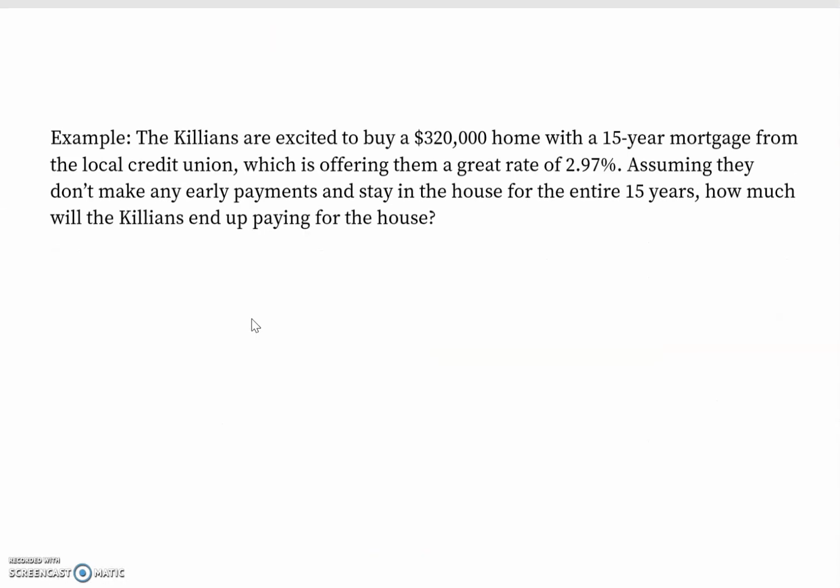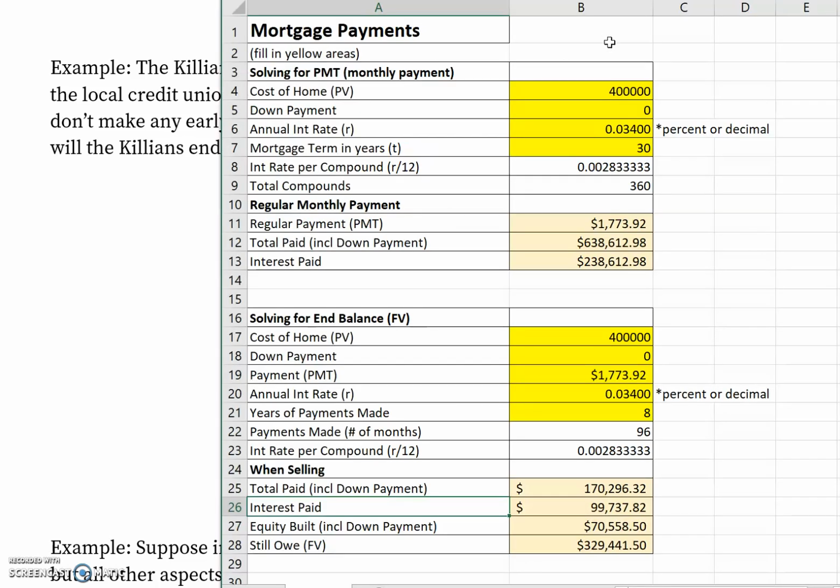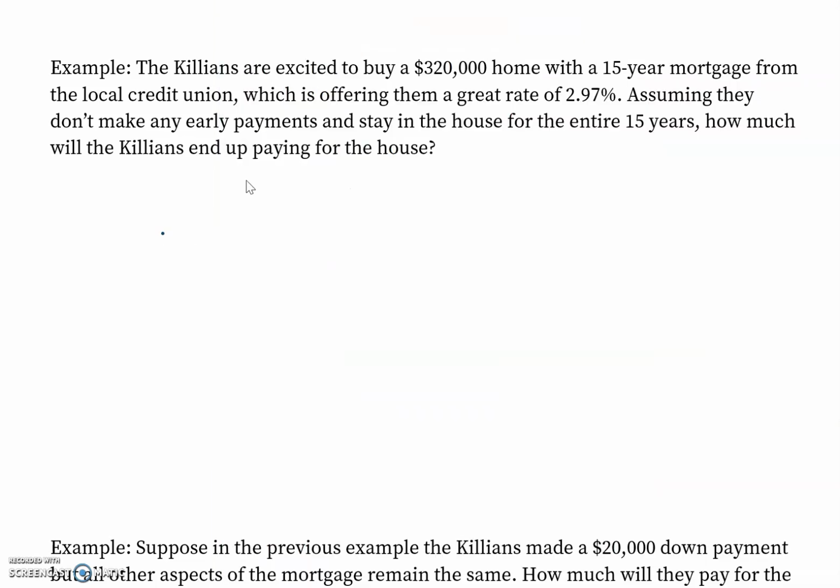Okay. So the Killians are excited to buy a $320,000 home with a 15-year mortgage from their local credit union, which is offering them a great rate of 2.97%. So we're going to say, great, let's go back up here, $320,000. We have a 15-year mortgage, 2.97% for our APR. And in this case, they don't make any early payments. It doesn't sound like they made a down payment either. You are allowed to pay more than the monthly amount each month. You can chunk down faster.